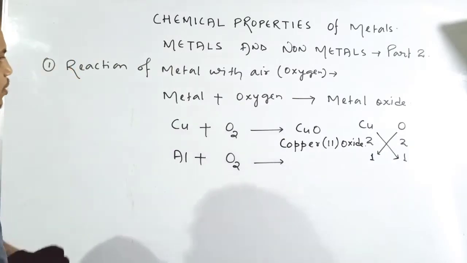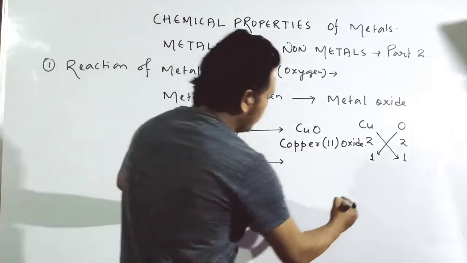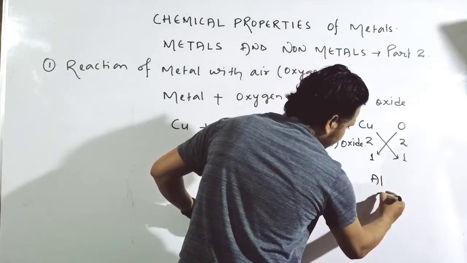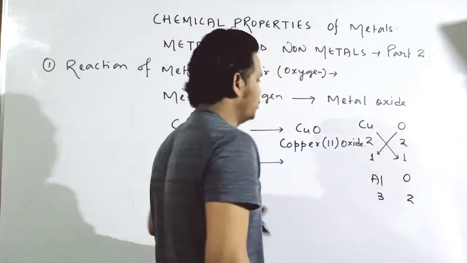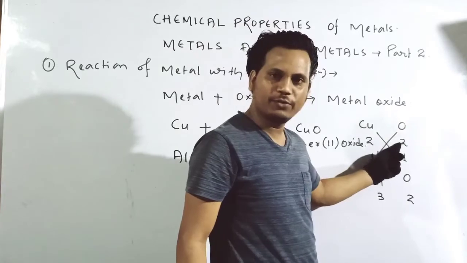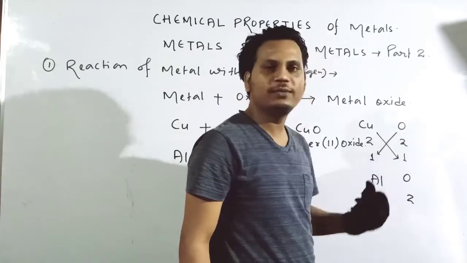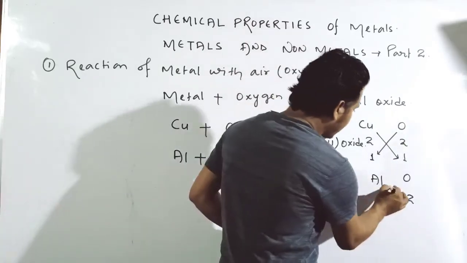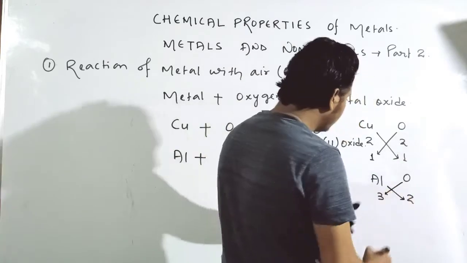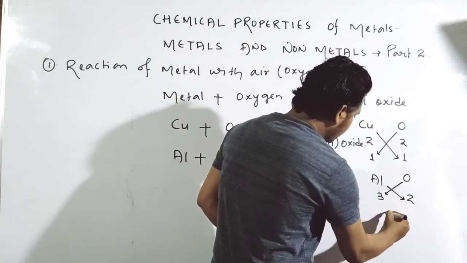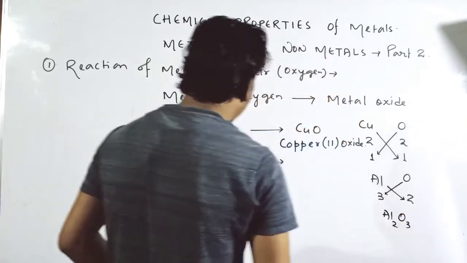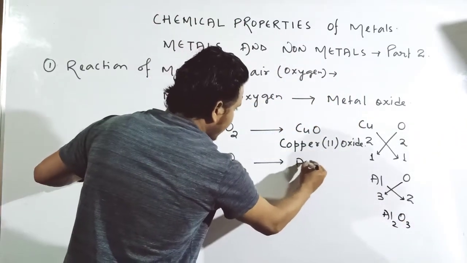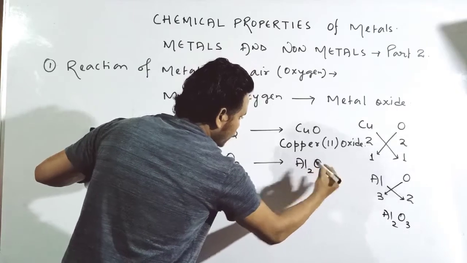Aluminium oxide, what will be the formula? Aluminium has the valency 3, oxygen has the valency 2. Exchange it. What will be the formula? Al 2 times, O 3 times, in this way. So aluminium oxide has the formula Al2O3.